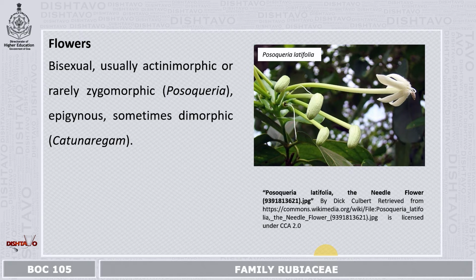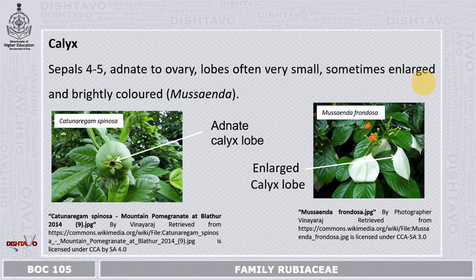Coming to the flower characters, flowers are mostly bisexual, usually actinomorphic or rarely zygomorphic. Zygomorphic flowers are seen in case of Posoqueria. Flowers are epigynous, sometimes dimorphic, which is seen in case of Catunaregam. On this slide, you all can see the image of Posoqueria showing the zygomorphic flower. Calyx, sepals 4 to 5, adnate to ovary, lobes often very small, sometimes enlarged and brightly colored in case of Mussaenda species.